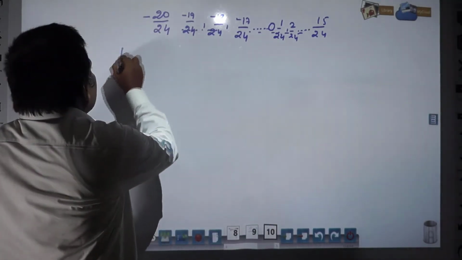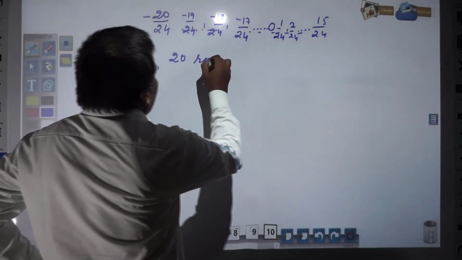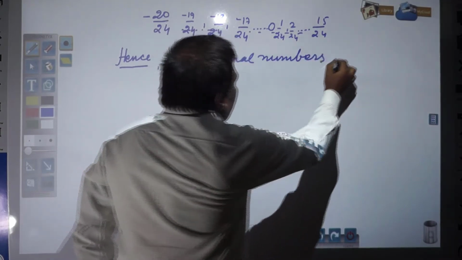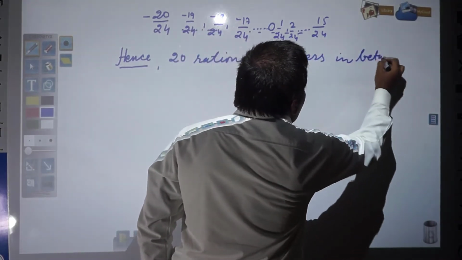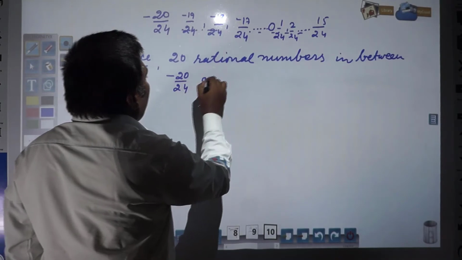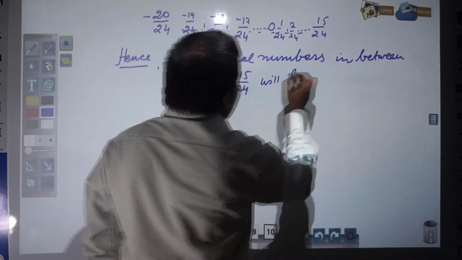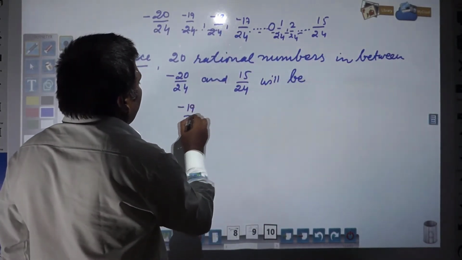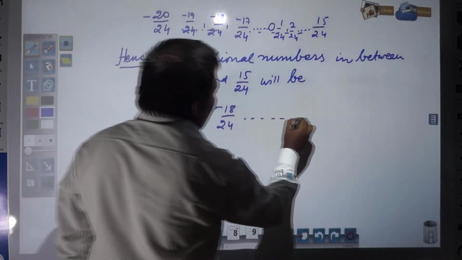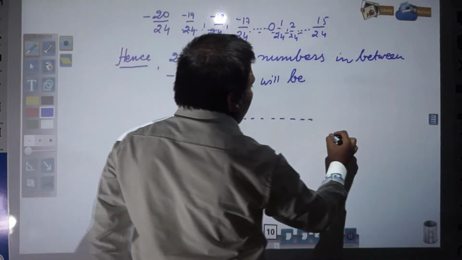So you can write, hence, 20 rational numbers in between minus 20 by 24 and 15 by 24 will be minus 19 by 24, minus 18 by 24 and so on. 20 numbers you need to write down and that will be your answer.